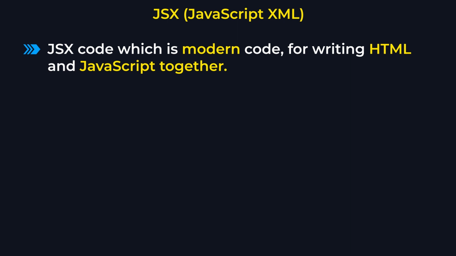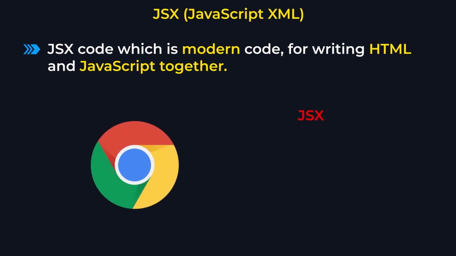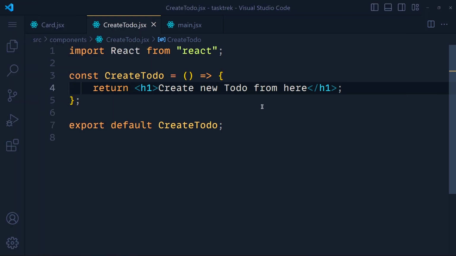So as you may know, our browser can't understand JSX code, but it can understand vanilla JavaScript code. So we have to convert our JSX code into vanilla JavaScript code so our browser can understand it. For that, we need a compiler called Babel. It will convert our JSX code into plain JavaScript code which browsers can understand and render. Let me show you that practically.